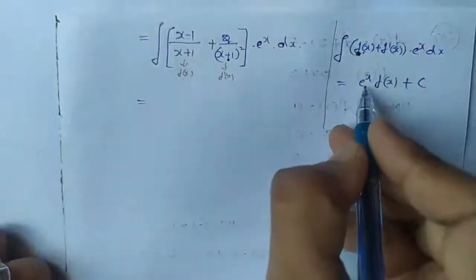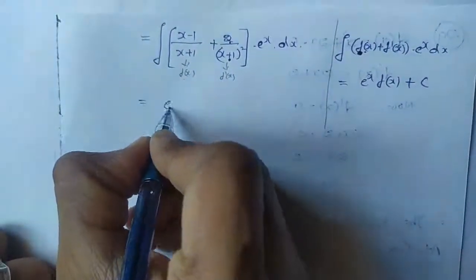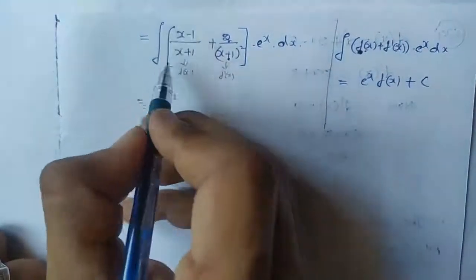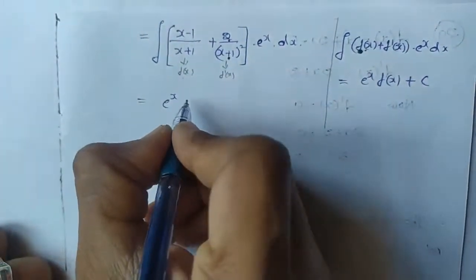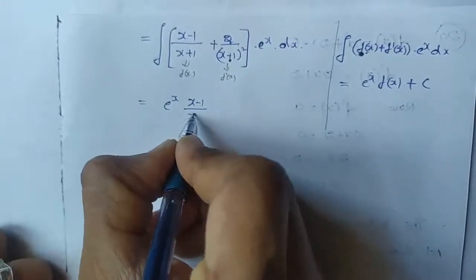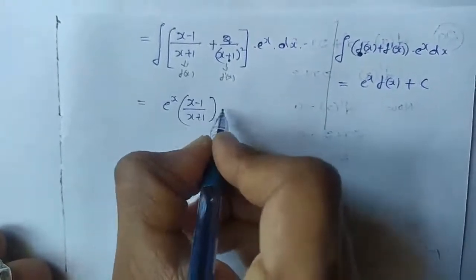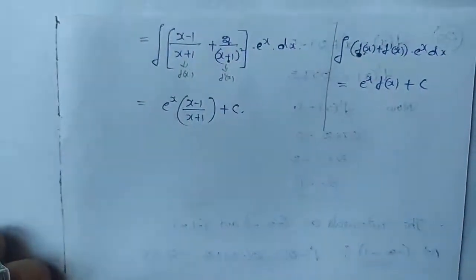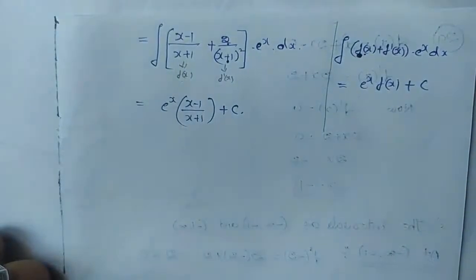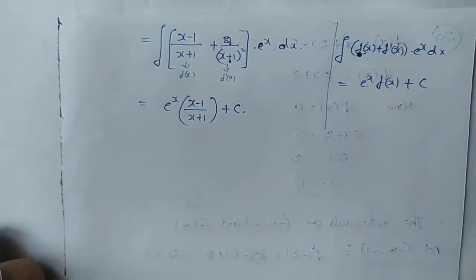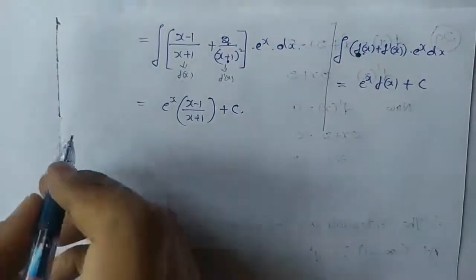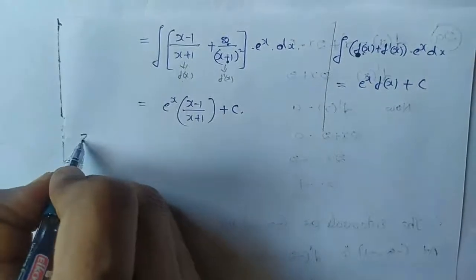Then we get e power x into f of x, and f of x is x minus 1 by x plus 1, plus c. Hence, it is the solution for this question. Next we will move on to the 31st question.